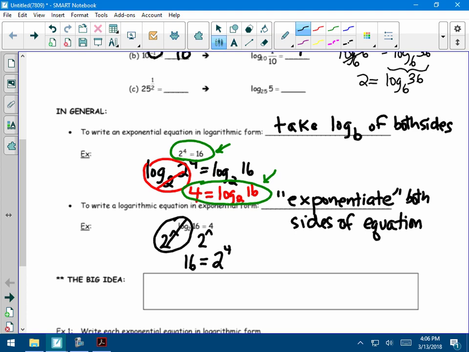All right. So exponentiate both sides of the equation. Oops, I should fix that: with the base of the log. All right. So the big idea, they are inverses. A log undoes an exponent, and an exponent undoes a log.